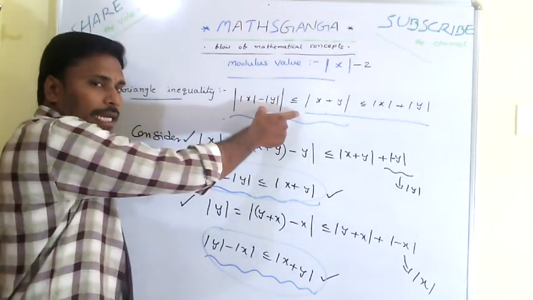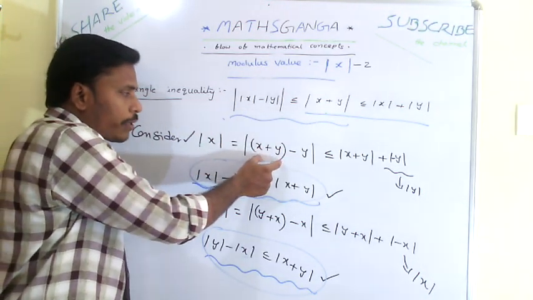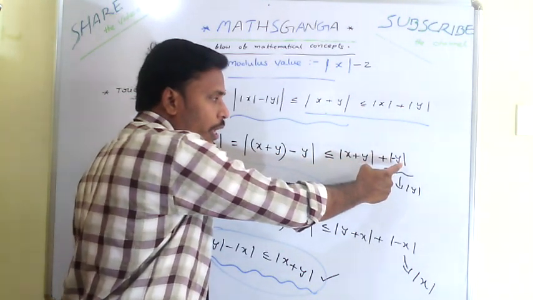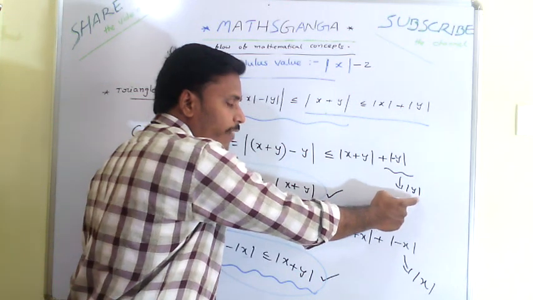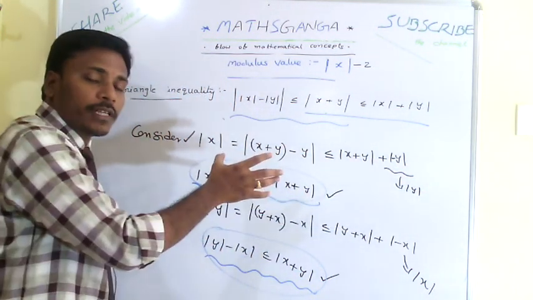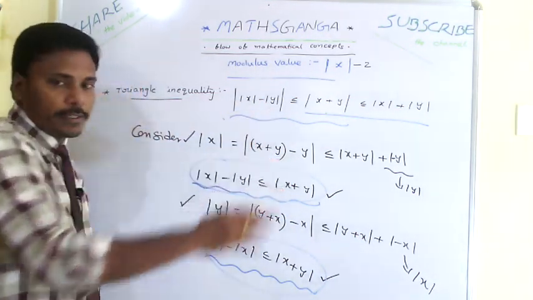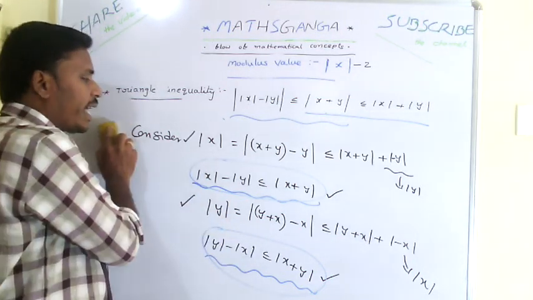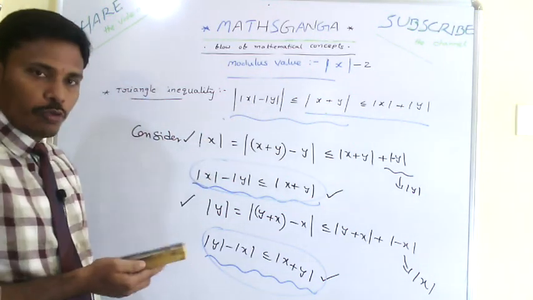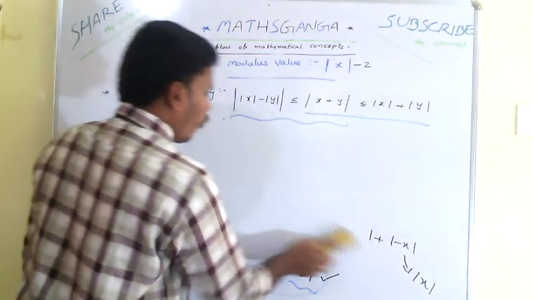What we did to prove this part, we considered mod x. We write this mod x as mod x plus y minus y. With the help of the second part, this is mod x plus y plus mod minus y. Mod minus y and mod y both are same. If you send this mod y to this side, mod x minus mod y is less than or equals to mod x plus y. Similarly, we have this one. Combining these two, we prove the first part. So finally, the triangle inequality is modulus of mod x minus mod y is less than or equals to mod x plus y is less than or equals to mod x plus mod y.